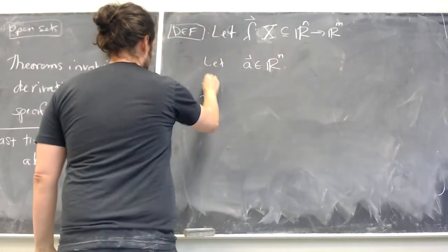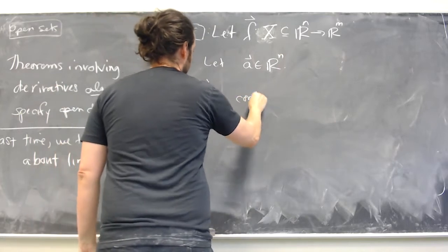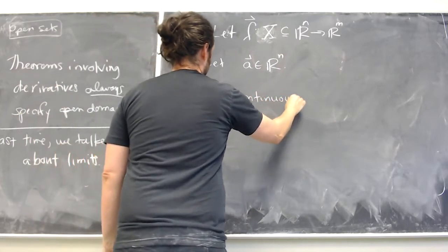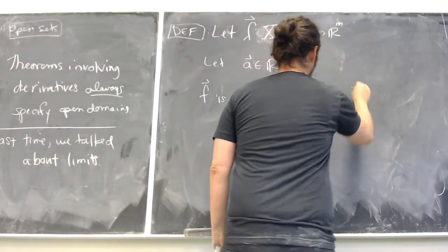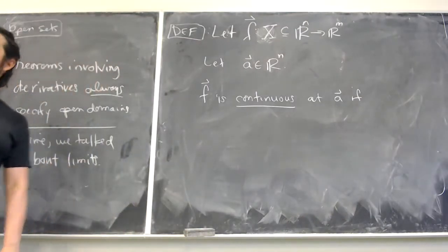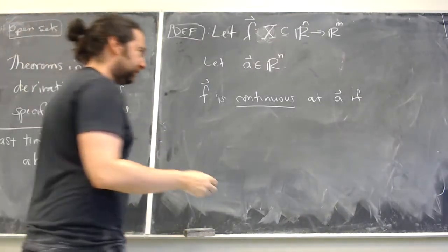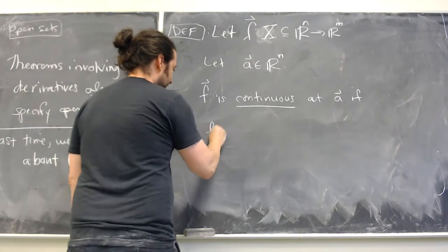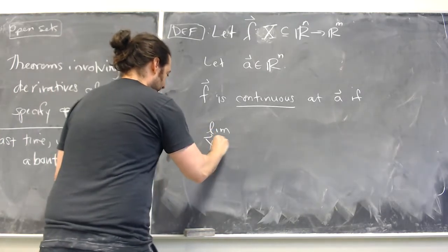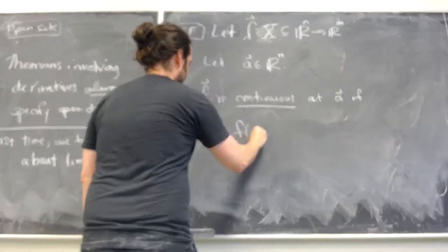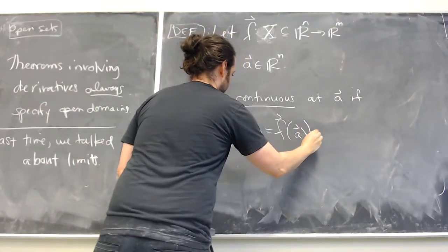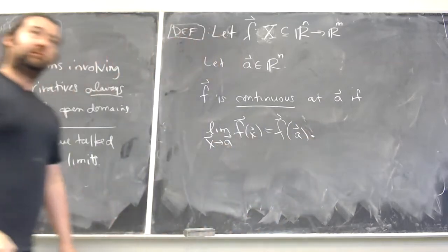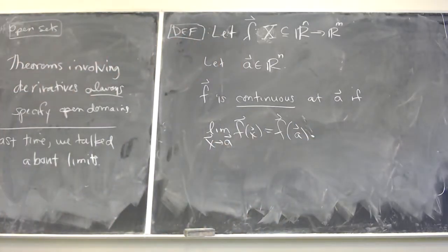And we say F is continuous at A if the same condition all of you guys should at least have as a latent memory from calculus 1. F is continuous at A if the limit as x goes to A of f of x is equal to f of a. If the function gets to where it looks like it's going, the function is continuous.